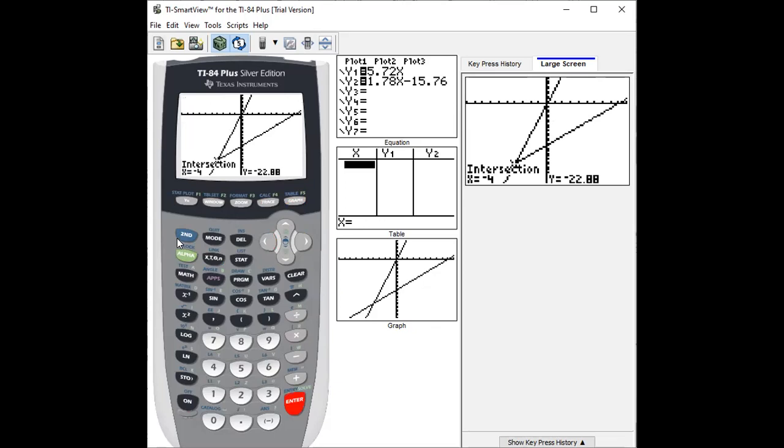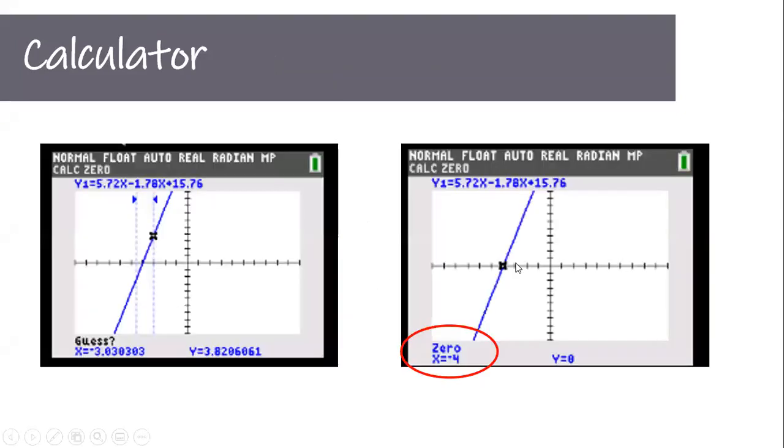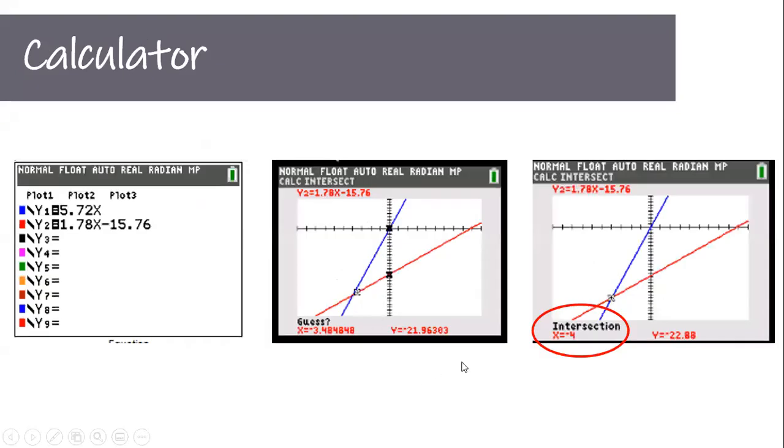And it says, hey, they intersect at -4, -22.88. Now remember, we're solving for X here. We don't particularly care what Y is. We only care what X is. And just like before, our answer is X equals -4. That's the same that we found here algebraically. It's the same that we found with the zero method. And it's the same that we found with the intersection method.